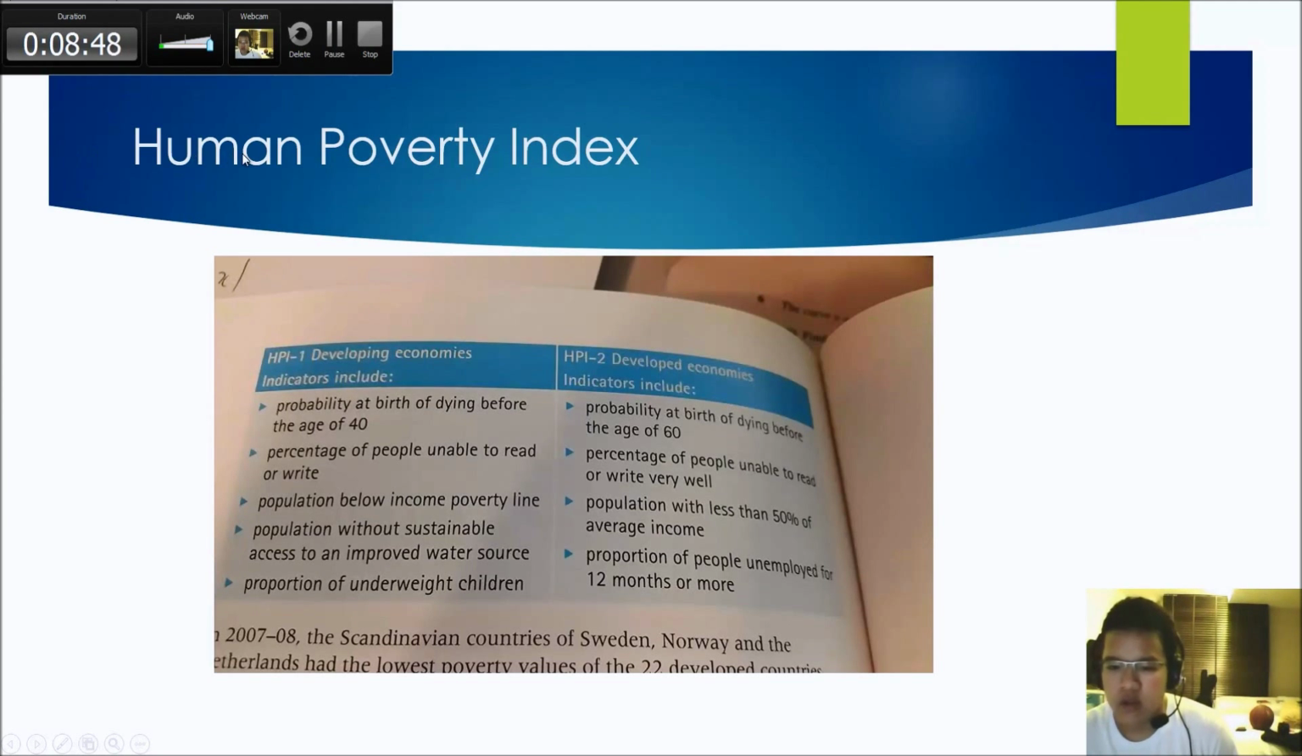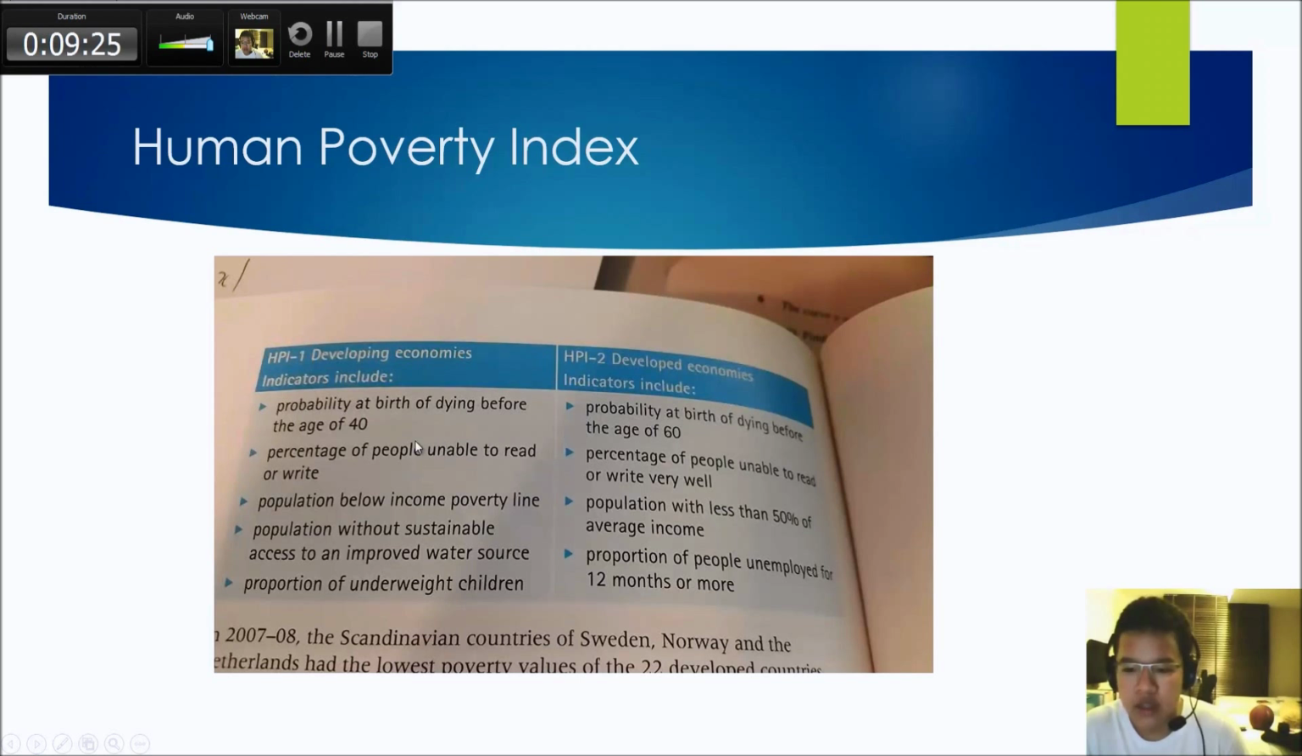So there's this thing called the Human Poverty Index, and the Human Poverty Index links to the Human Development Index, where in both of them there are two key statistical series combining a number of measures and indicators. So there's HPI 1 and HPI 2. Instead of 3 for a Human Development Index, there's only 2 for Human Poverty Index.